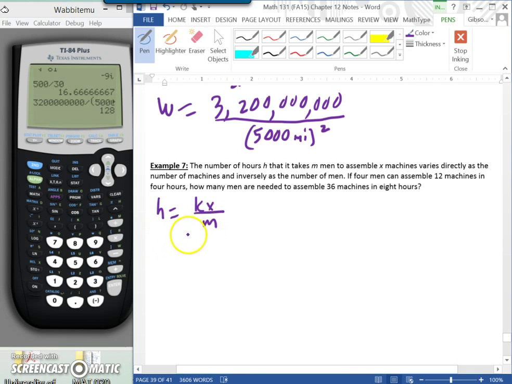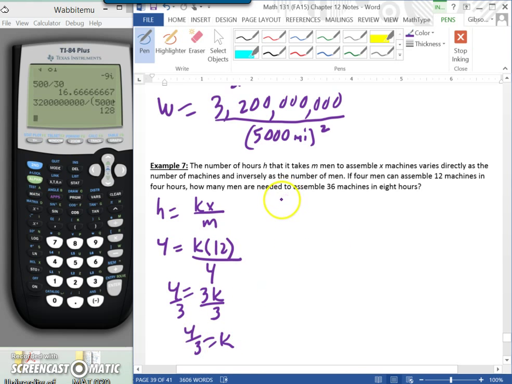So now we have here that H is 4. That's how many hours we have. We have K, and then we will have 12. X would be 12, and then we will have 4 for the men. So now we need to get K by itself. So of course we know we will multiply each side. Well, we can divide this. Doesn't 4 and 12 go into each other evenly? So we have 4 is equal to 3K. We divide each side by 3, and 4/3 is equal to K.